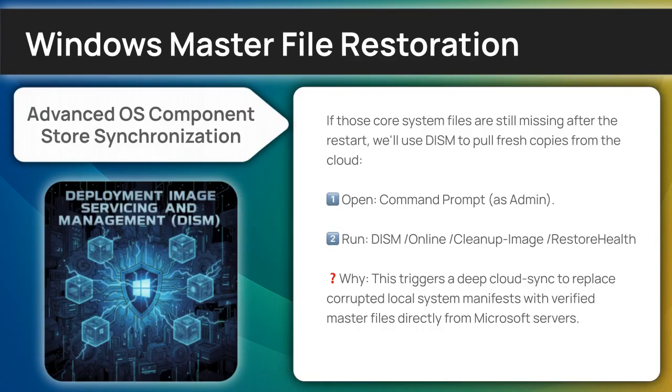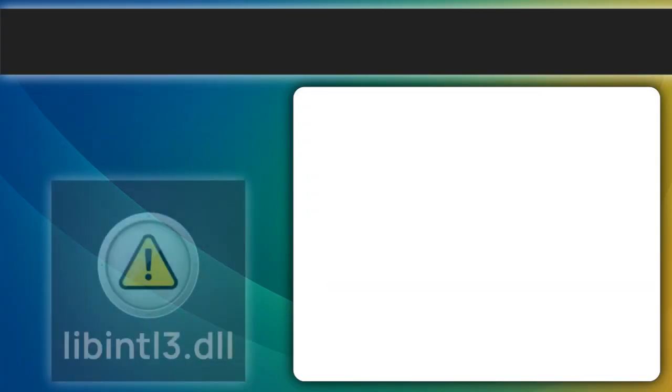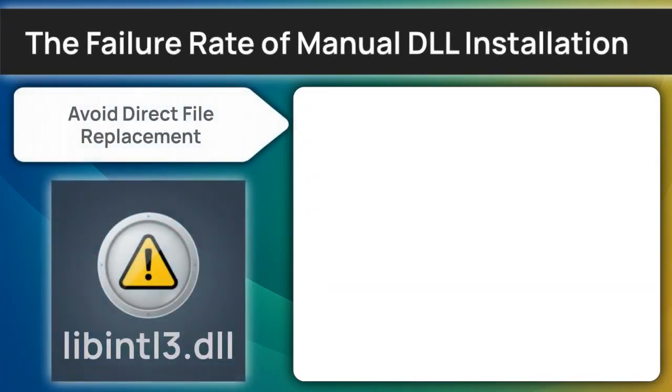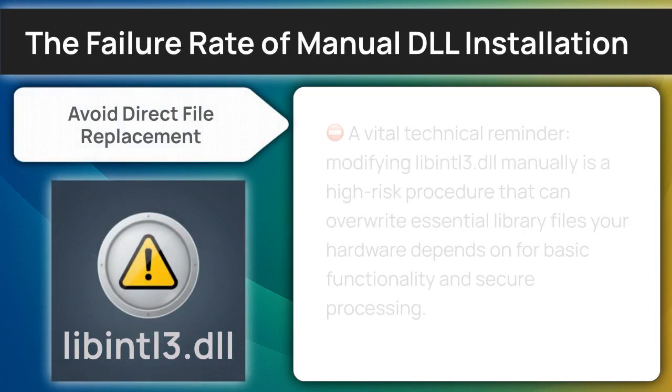Second, you're going to type DISM /online /cleanup-image /restorehealth, then hit enter. Why are we doing this? Well, this triggers a deep cloud sync to replace corrupted local system manifests with verified master files directly from Microsoft servers. To prevent any secondary issues, I recommend a cautious approach to downloading individual system files.